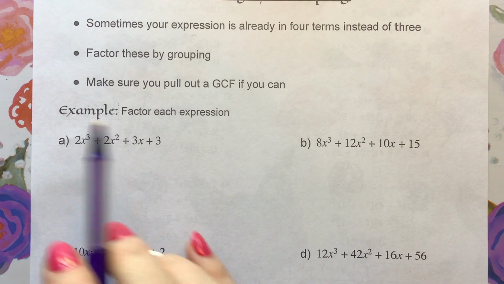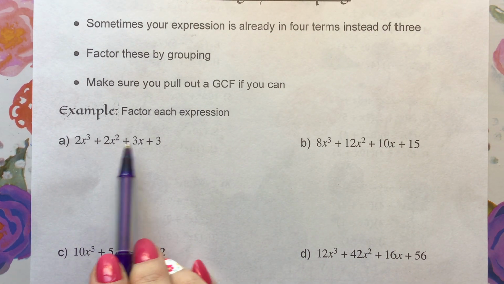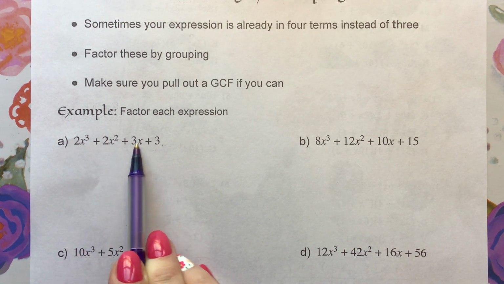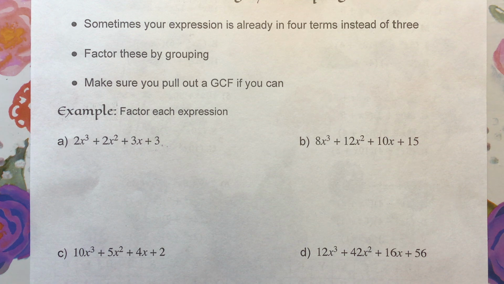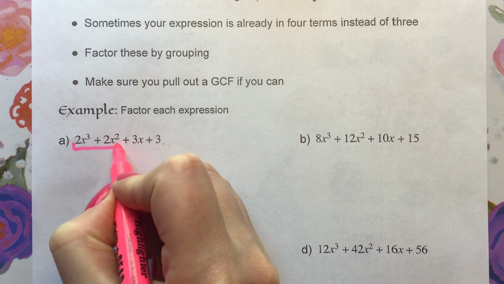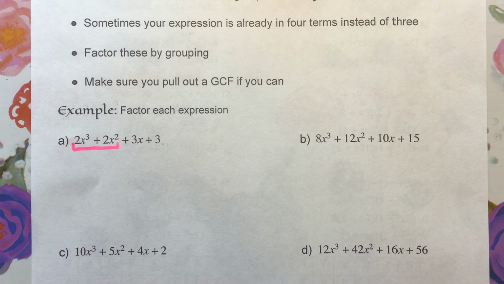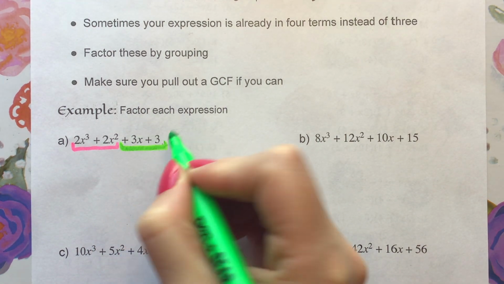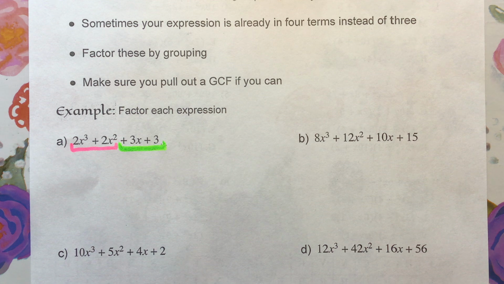In example A, we have 2x cubed plus 2x squared plus 3x plus 3. Notice how there's 4 terms, 1, 2, 3, 4. So I don't have to rewrite anything because it's already set up the way I need it to be. So I'm just going to group the first 2 terms together, and then I'm going to group the last 2 terms together. Okay. Now I'm going to follow the same process that we've done in all of our other lessons.